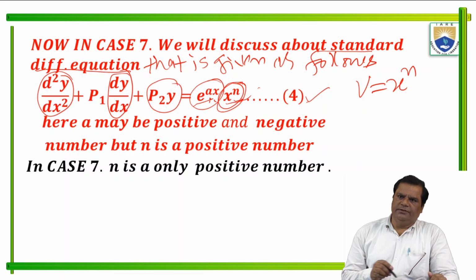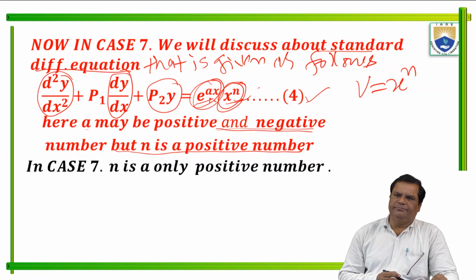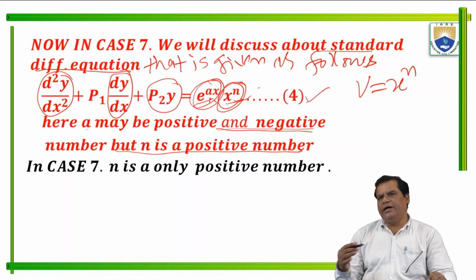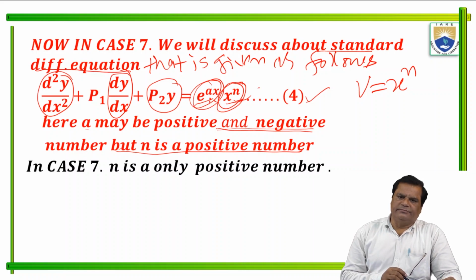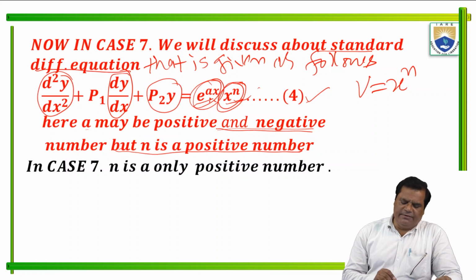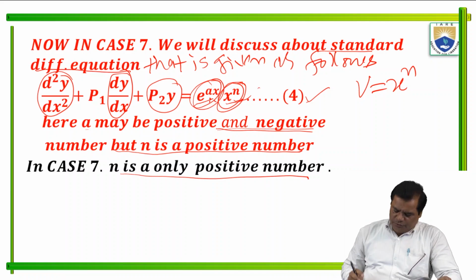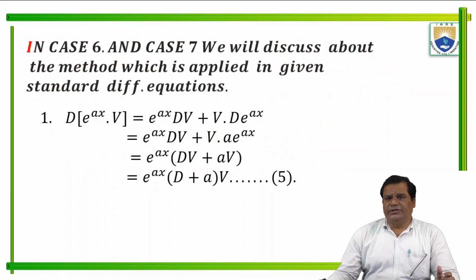Here a may be positive or negative. a is the number in the exponential function, and n is the number in the algebraic function. So a may be a positive or negative number, but n is always positive. n is never negative. If n is negative, then x^n has a rational power, so that does not exist here. In case 7, n is only a positive number. So first we discuss case 6.